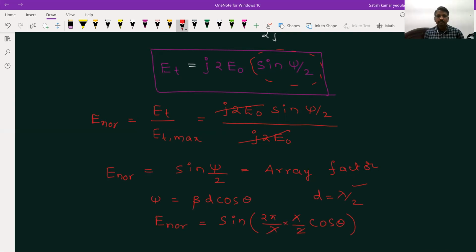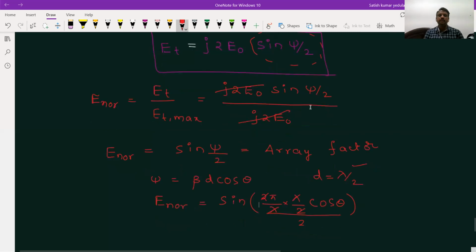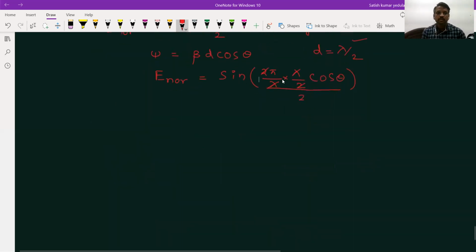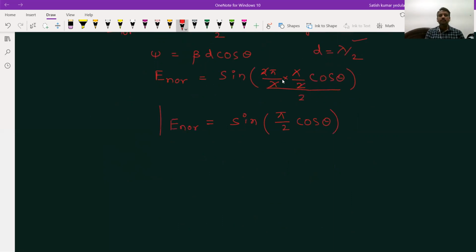2 pi by lambda. Okay, by 2 we are missing, right? Beta d sine psi by 2. So this is by 2, right? The 2 gets cancelled, and what we will be getting is E normalized equal to, as I told you in the last lecture, where you got cos pi by 2 cos theta, here you will be getting sine of pi by 2 cos theta. This is your normalized field component.